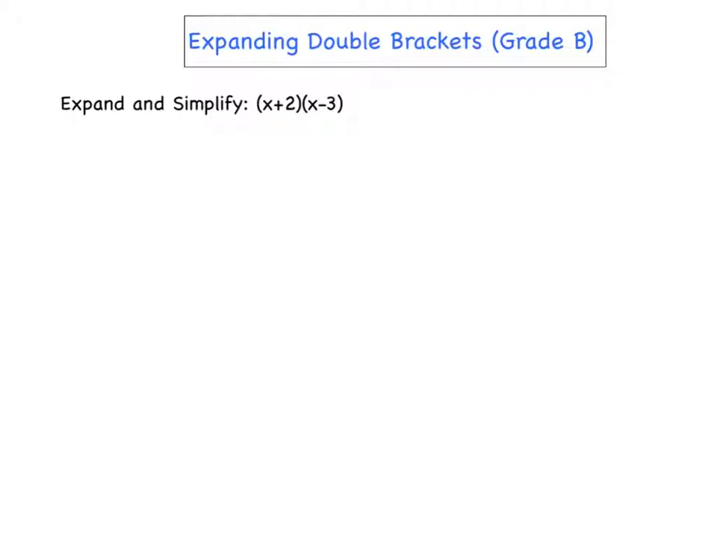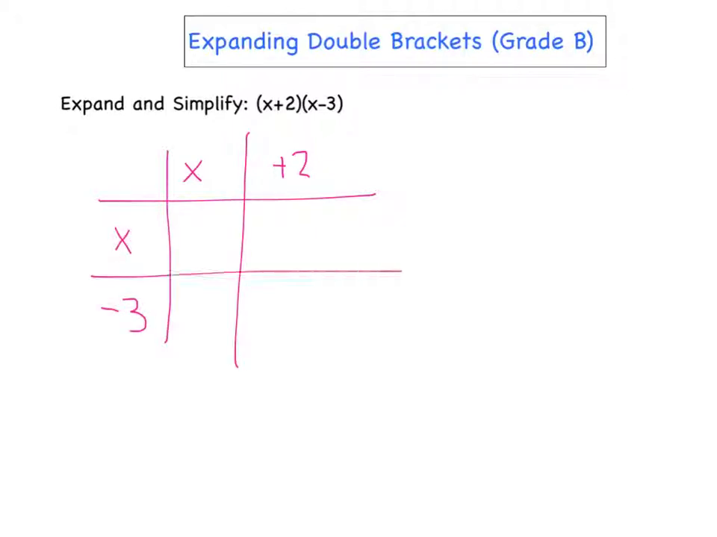My second example here looks very similar, except I've got a negative term in my second bracket. I can still use my multiplication grid, filling in the first bracket along the top, so I've got x and positive 2. And my second bracket down the side, I've got x and negative 3. And remembering it's a multiplication grid, x times x is x squared, x times positive 2 is positive 2x, x times negative 3 is negative 3x, negative 3 times positive 2 is negative 6.